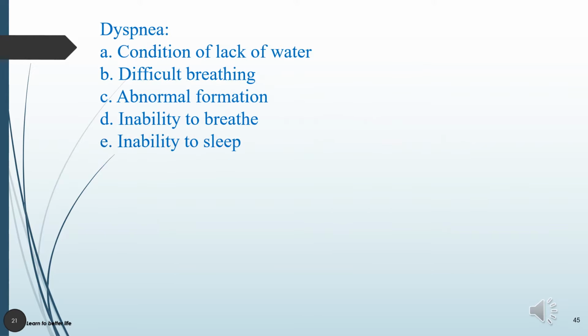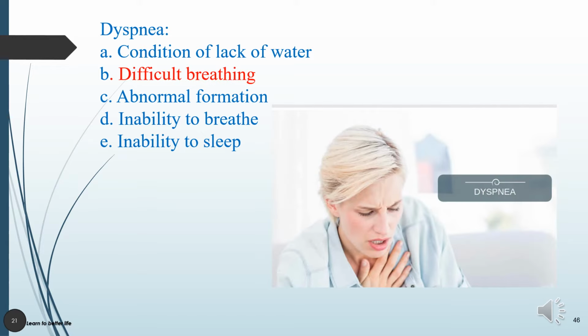Dyspnea is A. Condition of lack of water. B. Difficult breathing. C. Abnormal formation. D. Inability to breathe. E. Inability to sleep. Dyspnea means B. Difficult breathing.